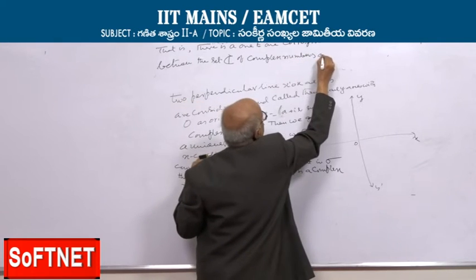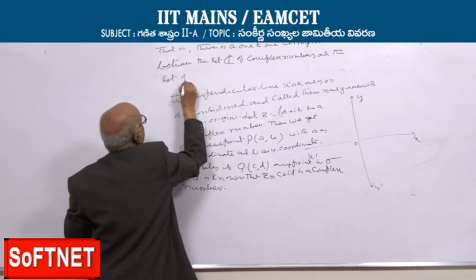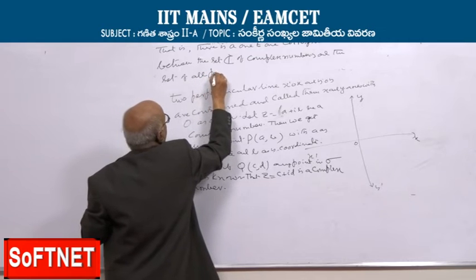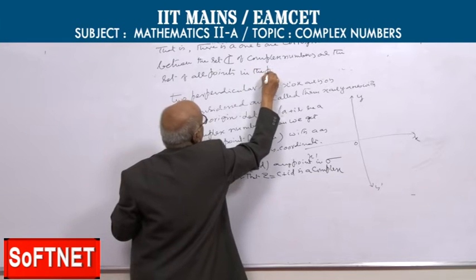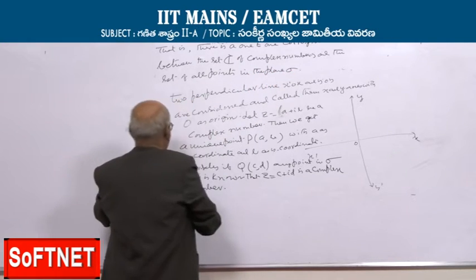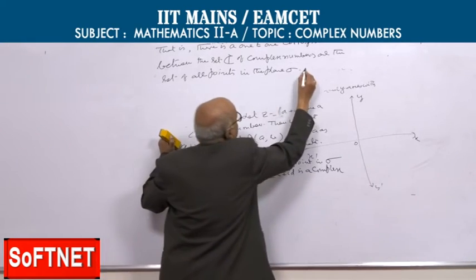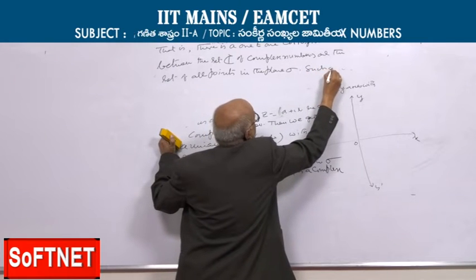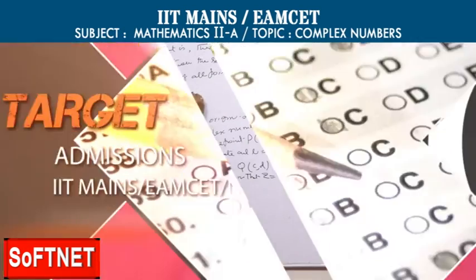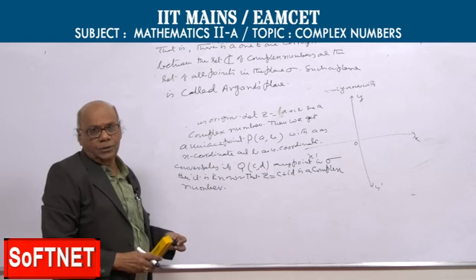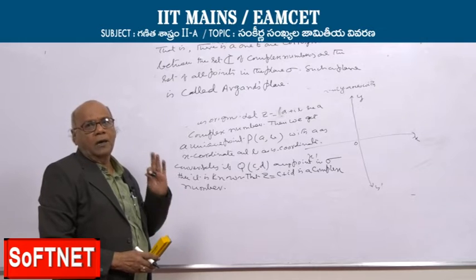And the set of all points in the plane sigma, such a plane is called Argand's plane. That means the plane in which each complex number can be represented by means of a unique point is called Argand's plane.